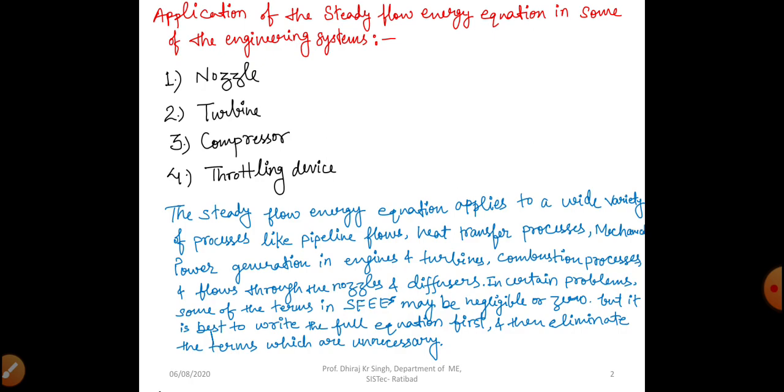We have already seen the steady flow energy equation: h1 plus C1 square by 2 plus g z1 plus Q equals h2 plus C2 square by 2 plus g z2 plus shaft work or control volume work. Many of the terms from this equation can be neglected or may be negligible or zero, but it is best to write the full equation first and then eliminate the terms which are necessary. So let's have a look at the nozzle.